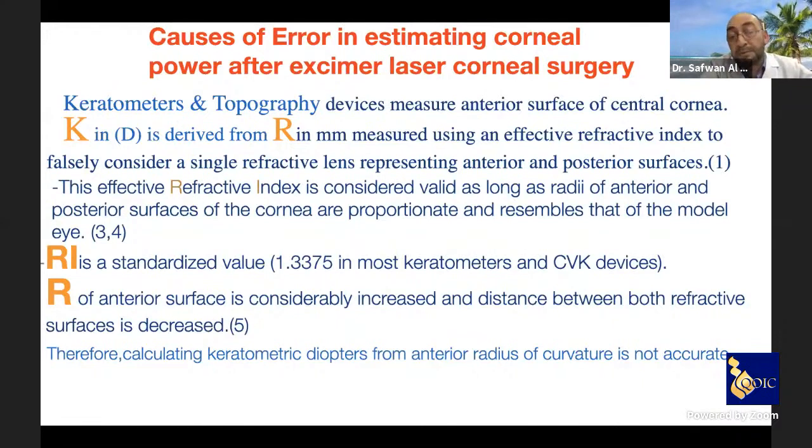1.3375 in most keratometry and topography devices. The radius of the anterior surface is considerably increased and the distance between both refractive surfaces is decreased. Therefore, calculating keratometric diopter from the anterior radii of curvature is not accurate.